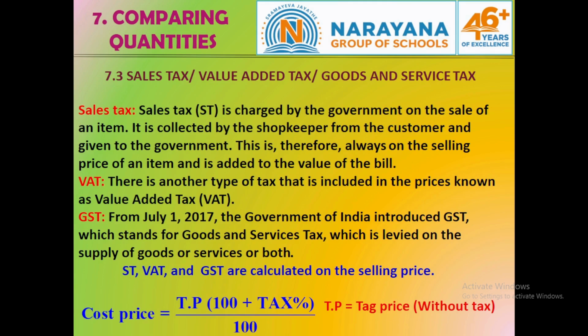Now, we'll go with one more formula, that is the cost price. What is the formula for the cost price? Cost price is equal to TP times (100 plus tax percent) by 100. TP is nothing but tag price. So that cost price is nothing but tag price plus tax percentage.